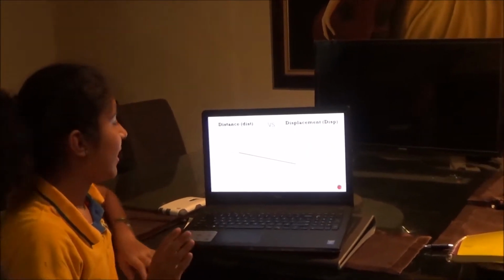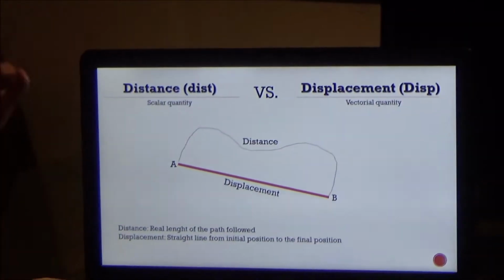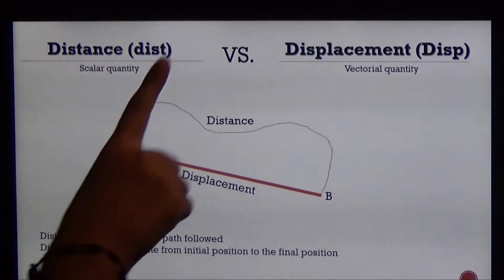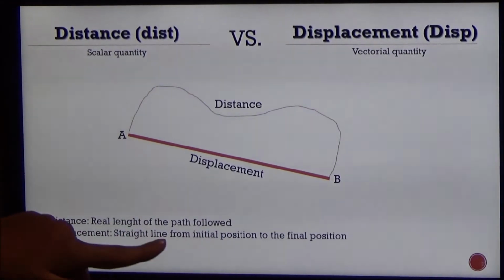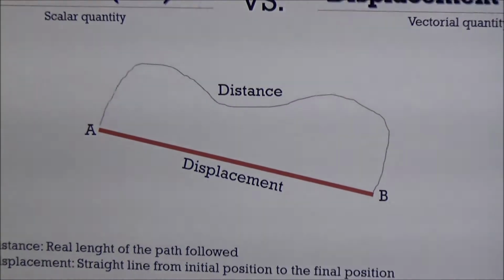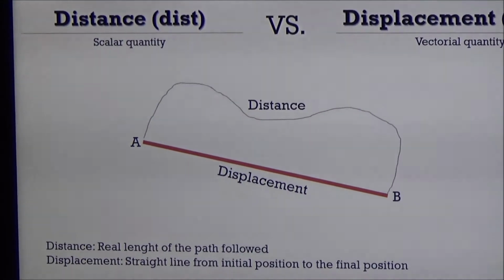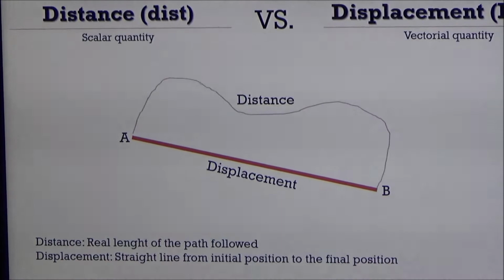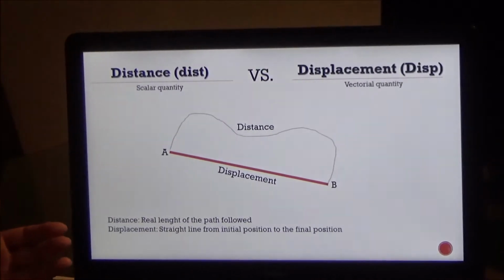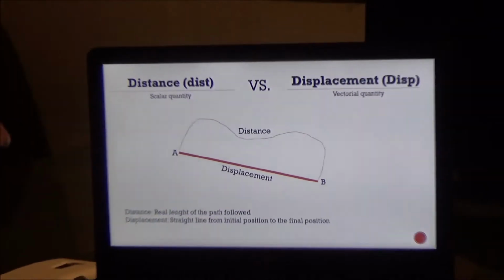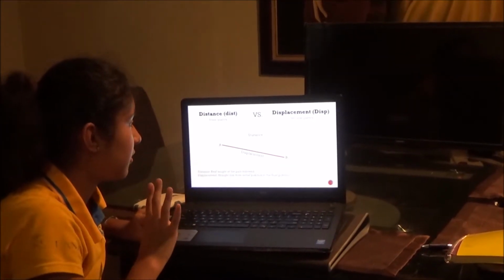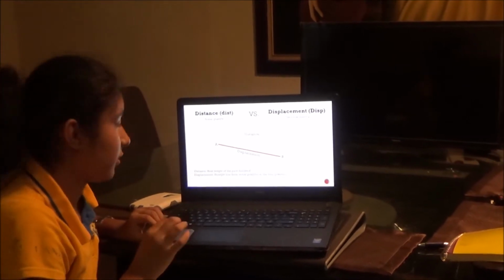Okay? So, in this figure, we have the displacement and the distance. We can see that the displacement goes from point A to point B. It's a straight line from the initial position to the final position. It's just a line. And the distance is the real length of the path followed. So it could be a very large line, but it will stop at point B of the displacement. It could be all your movement, very large, like I said before. It's just all the line that the object walks.